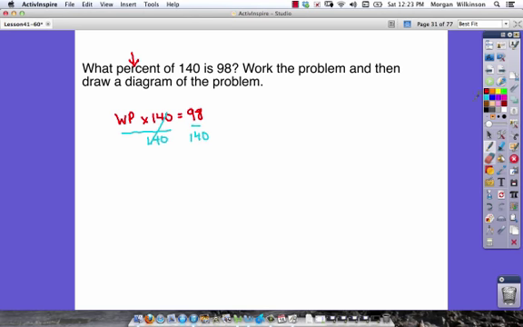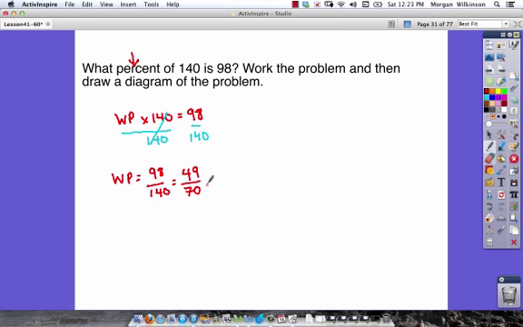98 over 140 is going to tell us what our answer is. So WP is equal to 98 over 140. We can cut both of those numbers in half. Half of 98, that's 49. Half of 140, that's 70.